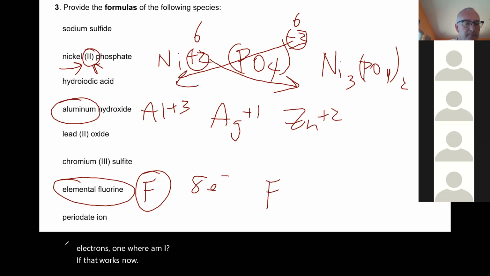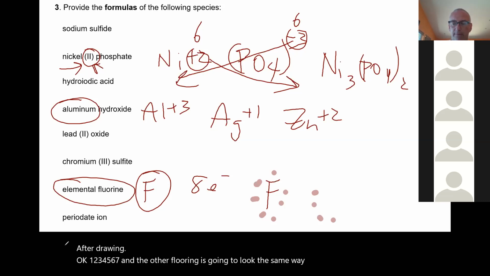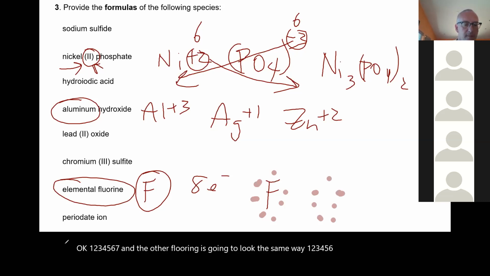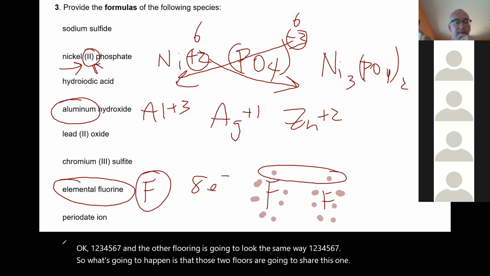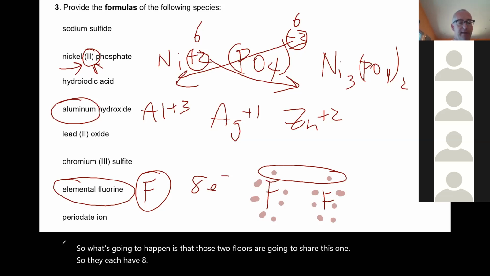I'm gonna have to draw them. Okay. 1, 2, 3, 4, 5, 6, 7. And the other fluorine is going to look the same way. 1, 2, 3, 4, 5, 6, 7. So what's going to happen is that those 2 fluorines are going to share this one so that they each have 8. And they're going to look like this.